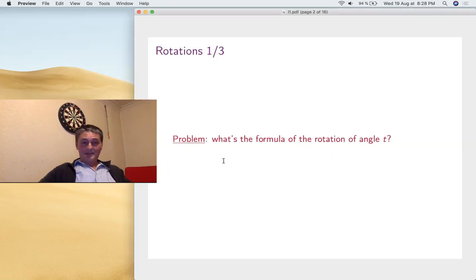So let's start with the difficult problem. What's the formula of the rotation of angle t, right? By rotation, I'll take it as mathematicians do, counterclockwise, you see. So that's a formula with cos t and sin t, and it's very easy to mess up things. So best is to find the formula every time you need it, in case you're not able to memorize it. Actually, I'm like this. I'm never able to memorize it. I find it in 2 seconds every time.